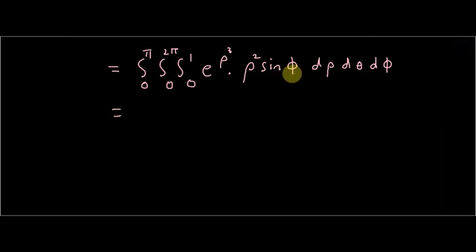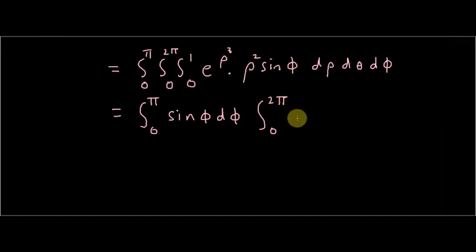We can pull out the sine phi and associate it with this integral from 0 to pi. Next we go to theta. Now there's no factor in theta in this expression, so it's just going to be 1 d theta. And then lastly, rho goes from 0 to 1, and we have rho squared e to the rho cubed, d rho.